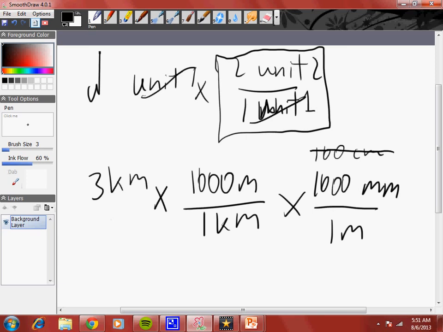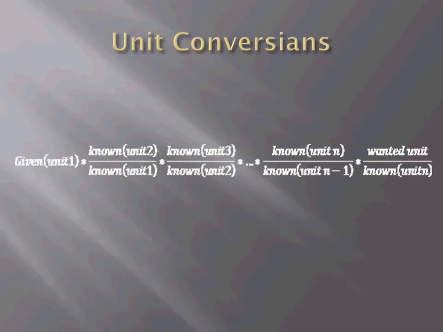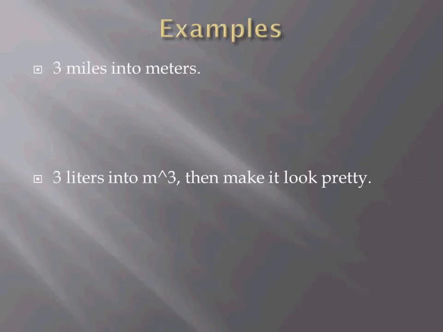I think when I wrote this I wanted to turn to meters. If I wanted to turn to centimeters, I would have written down 100 centimeters, but I'm not sure what I said, so we just assume that I wanted to turn this into millimeters. You can see that the kilometers cancel out, the meters cancel out, and you're left with millimeters. So if you multiply these numbers together, 3 times 1,000 times 1,000 divided by 1 divided by 1, you should end up with 3 million millimeters.